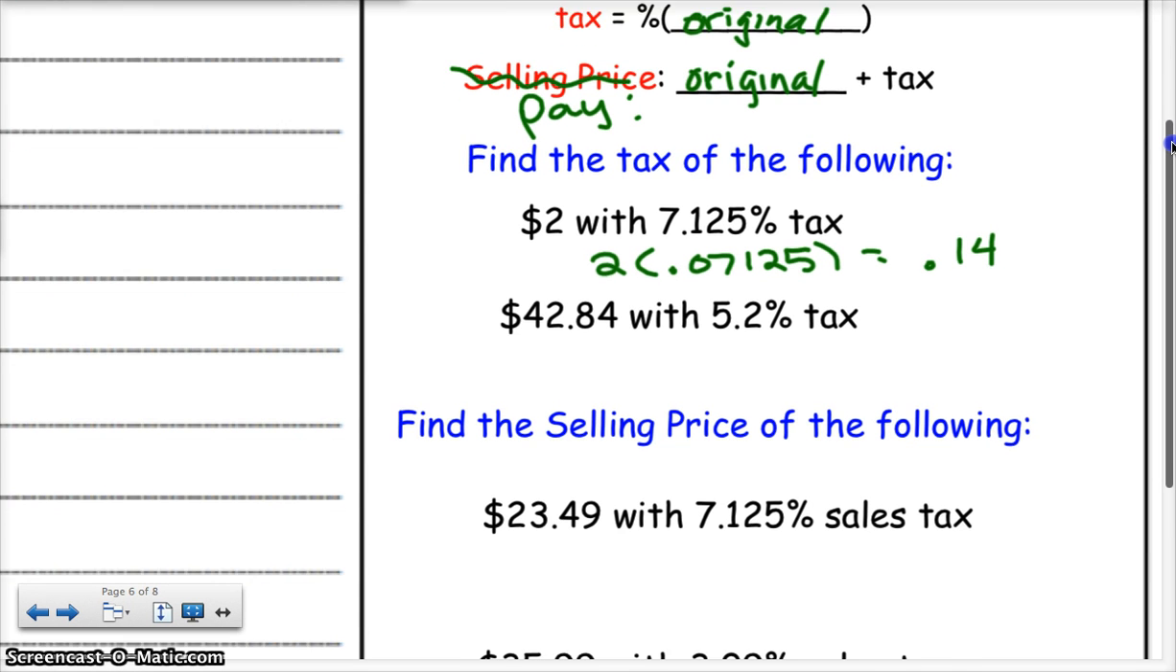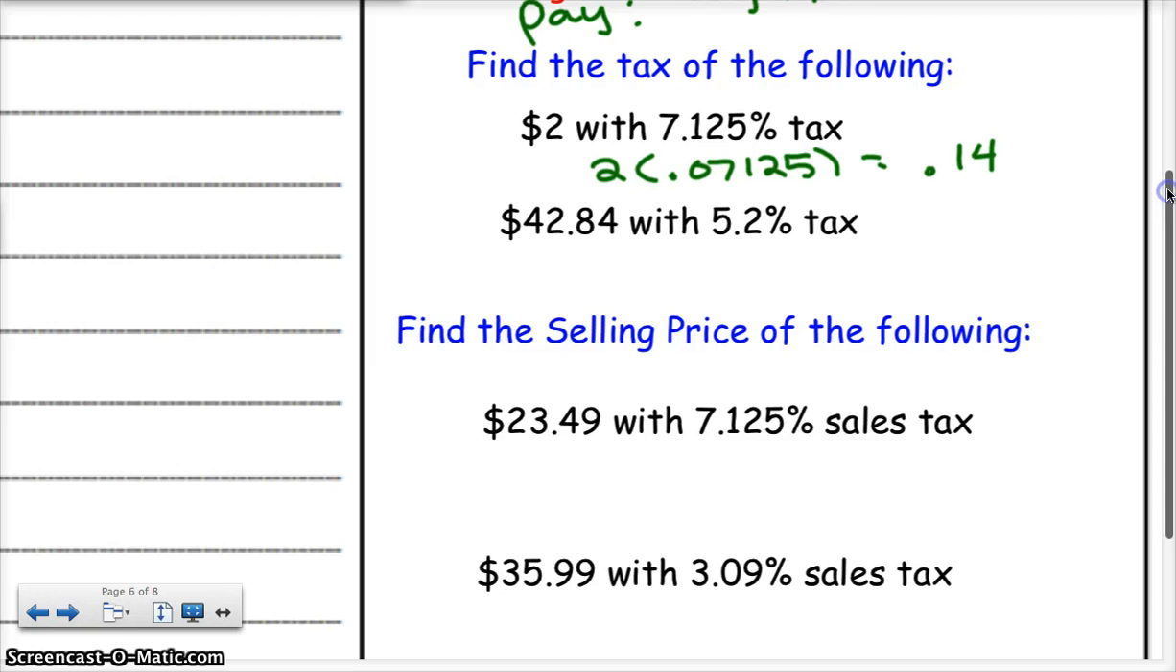Okay, and I'm going to jump. I think you can figure that part out. Again, actually, I'm just going to do it. 42.84 times 0.052. Our tax would be $2.23.